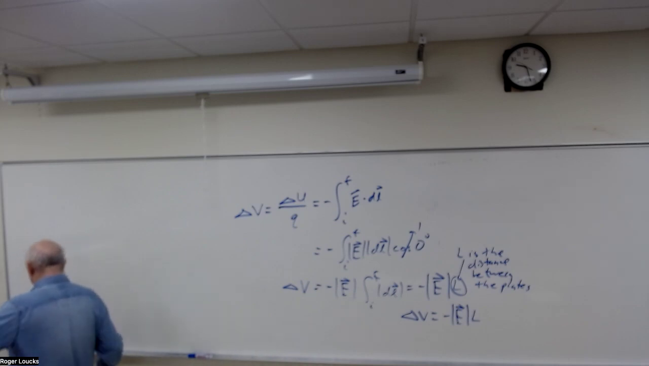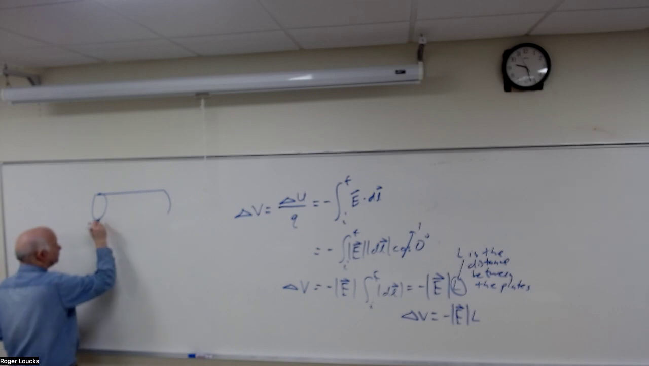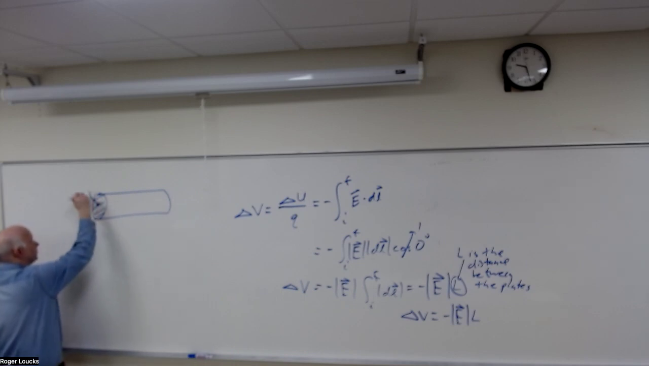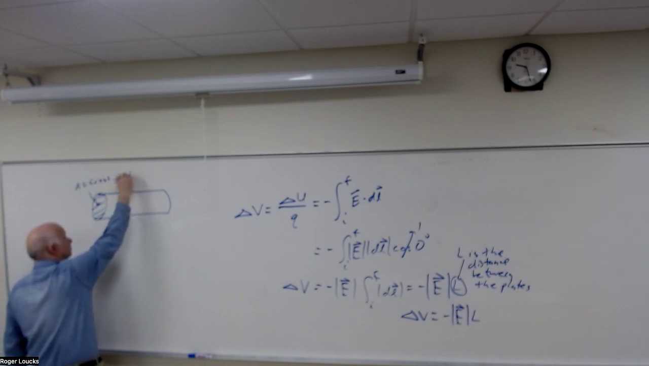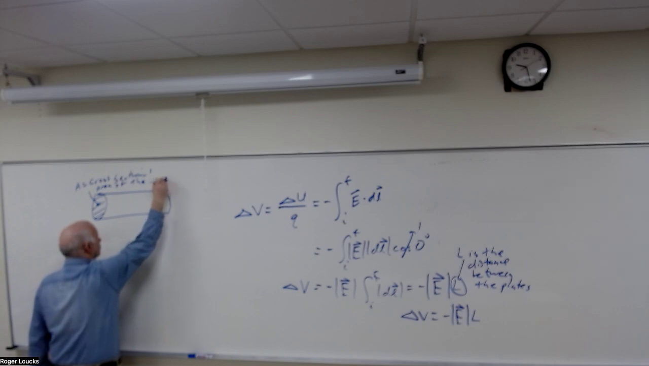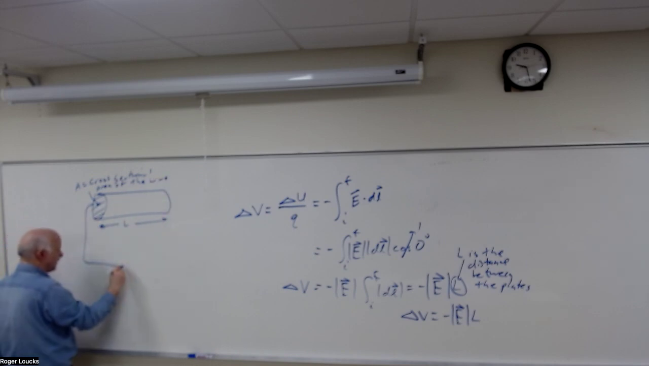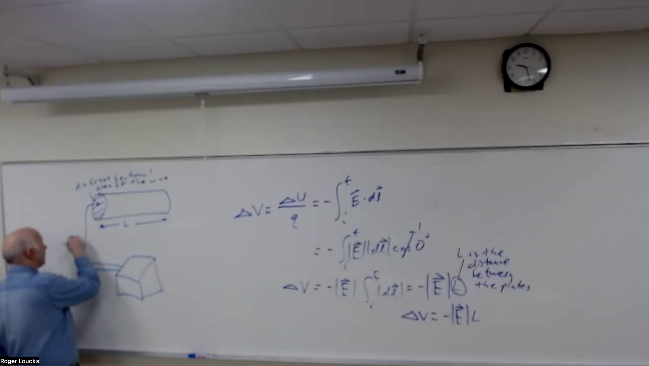My circuit is going to be this. I'm going to have a wire here like this. This has some cross-sectional area here, A. So A is the cross-sectional area of the wire. It's going to have some length L. And I'm going to put a battery here like this. So here's my wire, like that.